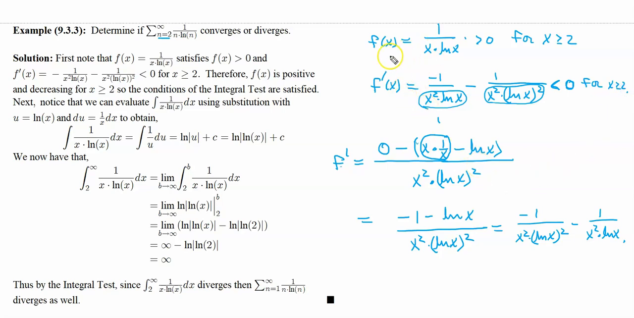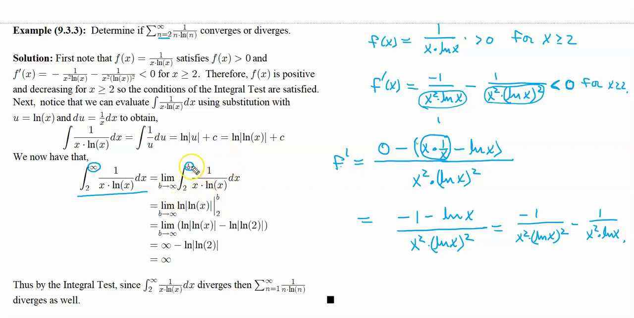Okay, so that means that this function is a decreasing function for x bigger than or equal to 2. So we can use the integral test. So now what we do over here is we evaluate the integral of the function from 2 to infinity, and we'll see if this exists or not. Remember, we need to replace the infinity with a b. Take the limit as b goes to infinity.